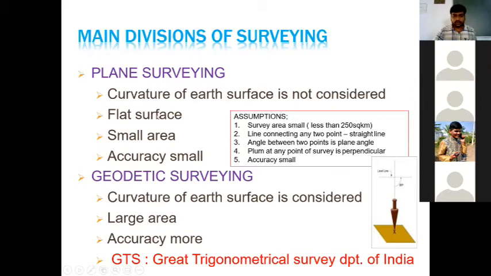And as I already explained, accuracy will be very small in plane surveying. Next, coming to geodetic surveying. Geodetic surveying is totally opposite to plane surveying. Whereas in plane surveying we were neglecting the curvature of the earth's surface, in geodetic surveying we are considering the curvature of the earth's surface. And this geodetic survey we consider for a larger area, and if you're considering a larger area, the accuracy will be more.